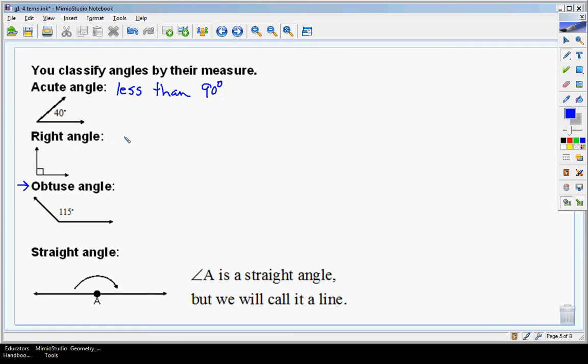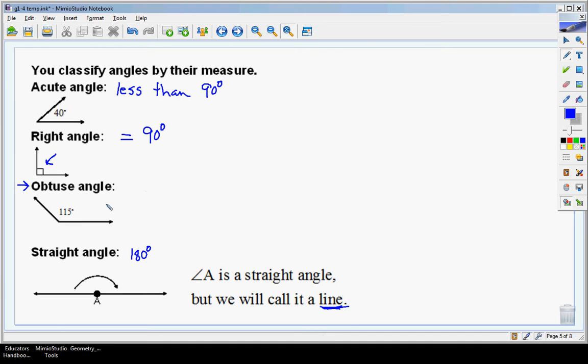To be a right angle, it has to be equal to 90 degrees. It is important to know that you cannot assume that something's 90 degrees. They have to put that little notation in the corner. The only thing that we really can assume is the straightness of a line. Although a straight angle is equal to 180 degrees, we typically call a straight angle a line.